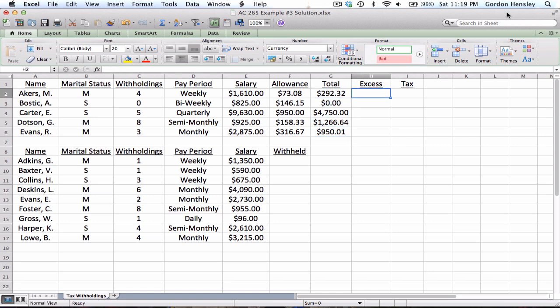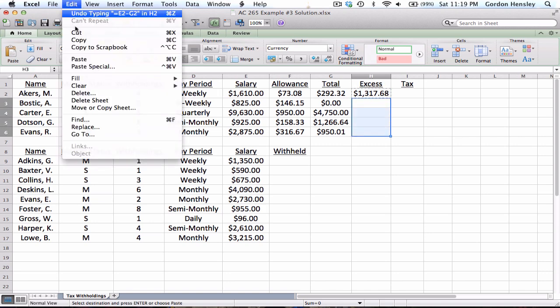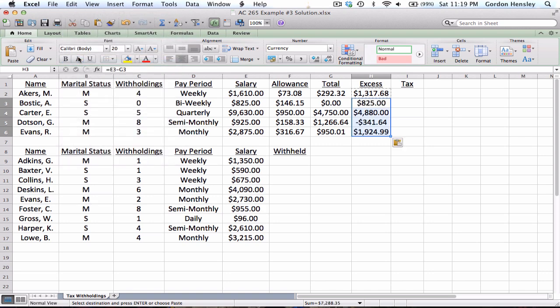Now, that amount, in order to use the percentage method, is supposed to be deducted from the salary. So I want to take their salary amount and simply deduct the total of the withholding allowances. And I want to repeat that calculation for every individual employee. So it's just the total salary minus the total of the withholding allowances. So what I end up with there is, for the first person, an excess amount $1,317.68. For this person, $825, $4,880, negative $341.64, and $1,924.99.